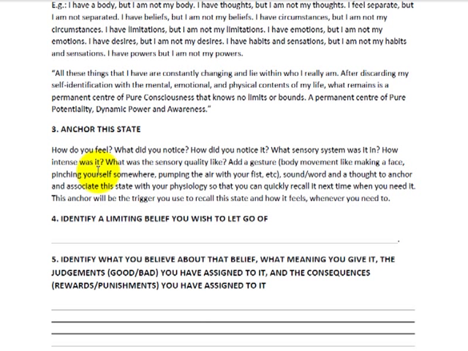So this is what I'm suggesting here that you do. You anchor that state, okay, of being larger than your circumstances. The way you do that, you can add a gesture, such as a body movement, like making a face or pinching yourself somewhere, or maybe you pump the air with your fist. You can also add a sound or a word, so that when you say that sound or word, again it triggers the state. There's all sorts of things you can do. It's up to you, whatever makes you feel comfortable. Think of something you can use whenever you need it. Easy for you and good for you. Everyone is different. Okay.